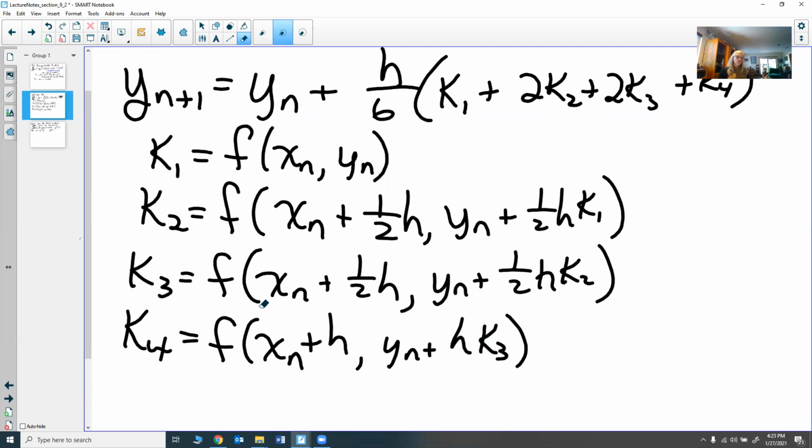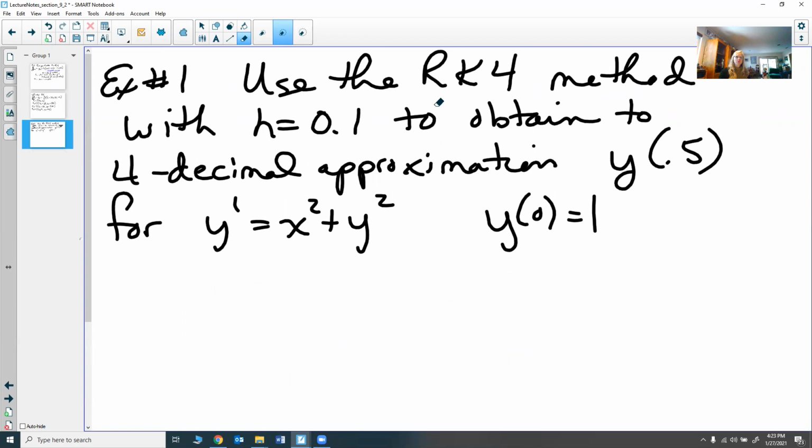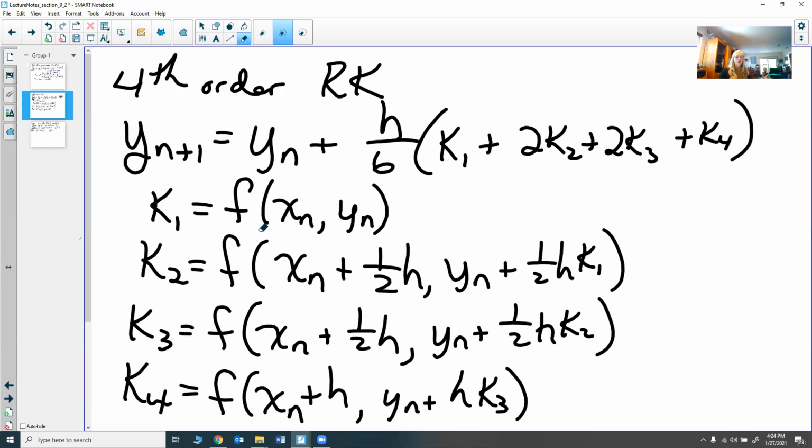So this is not the easiest of things to do. It's actually not that hard, it's just tedious, and you have to really watch what you're doing. We're gonna do one example of this. We're gonna use the Runge-Kutta method with h equals 0.1 to obtain a fourth decimal approximation to y of 0.5 for y prime equals x squared plus y squared, y of 0 equals 1. Now I will point out that a Runge-Kutta method of order 1 is just Euler's method. If you just have order 1, then you just have this very first term, and that is Euler's method. Runge-Kutta is built on Euler's method, and then it goes a little bit more than that.